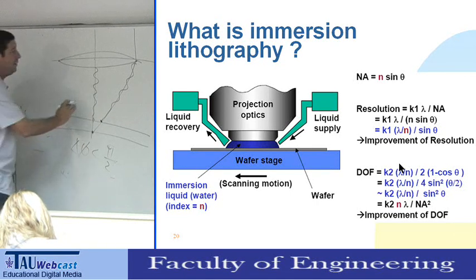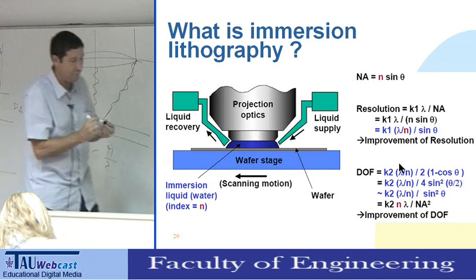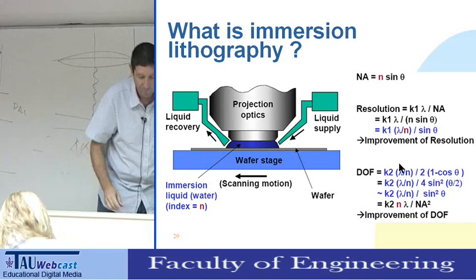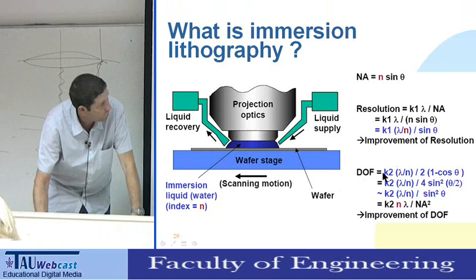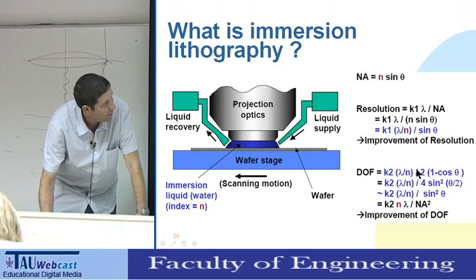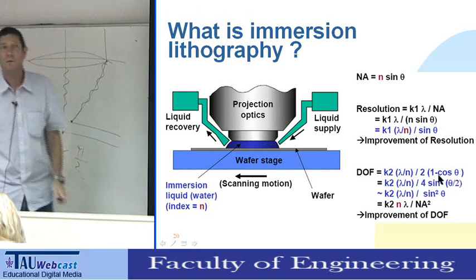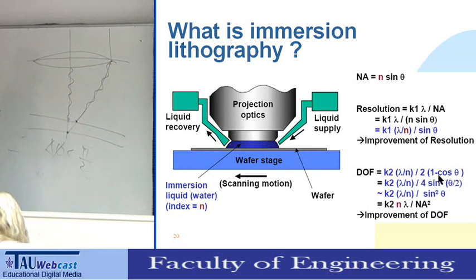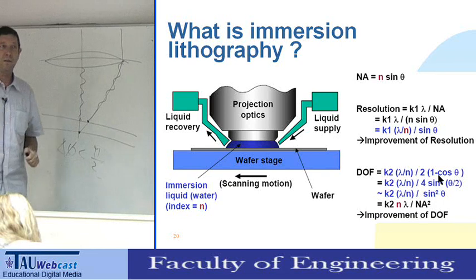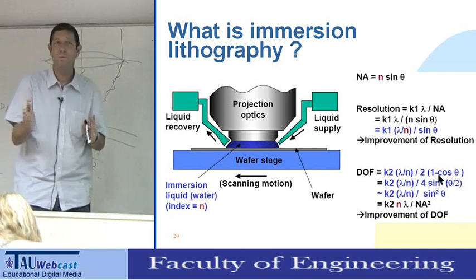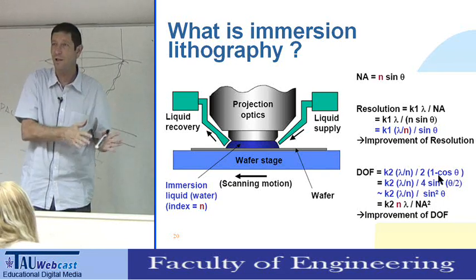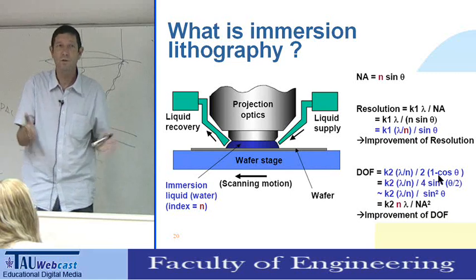So if you calculate this, you can calculate the equation for the depth of focus. And the equation is depth of focus is some constant, lambda over n, 1 over 2 times (1 minus cosine theta). We'll give you the exact calculation. Actually, the exact calculation appears in one of the slides in the second lecture. But you can do it yourself.